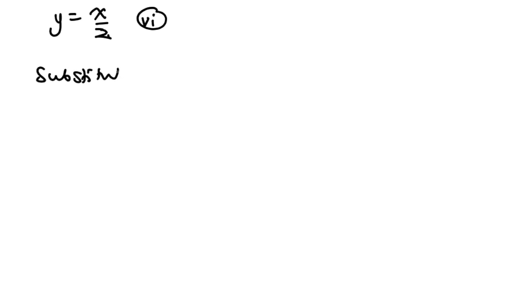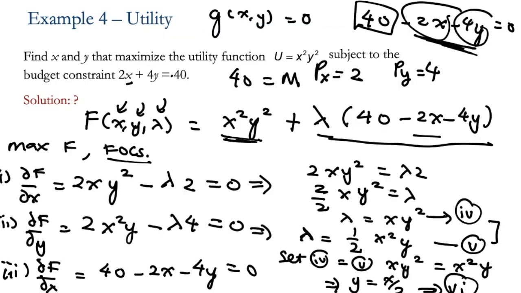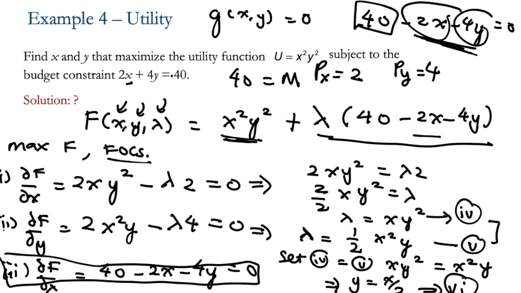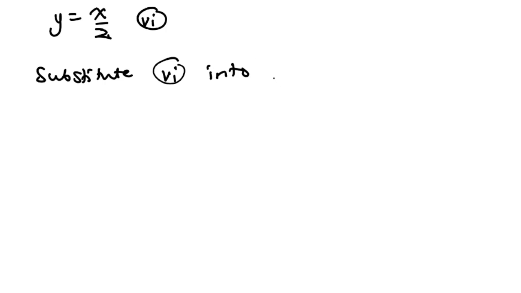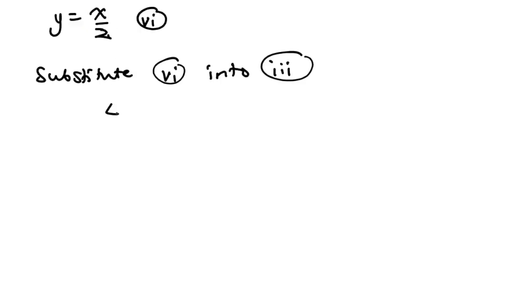substitute this 6 into this. Into, not this one, sorry. This. Into number 3 to find x and y. Okay, so here, number 6 into number 3. So we know that number 3 looks like this. Let me rewrite it again here. 40 minus 2x minus 4y equals 0.